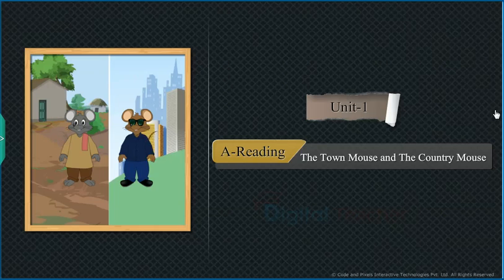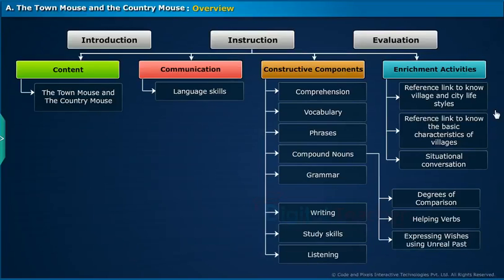Welcome to the Reading section. The Town Mouse and the Country Mouse. Overview. Let us have a look at the overview. The overview slide consists of three sections, namely introduction, instruction, and evaluation.